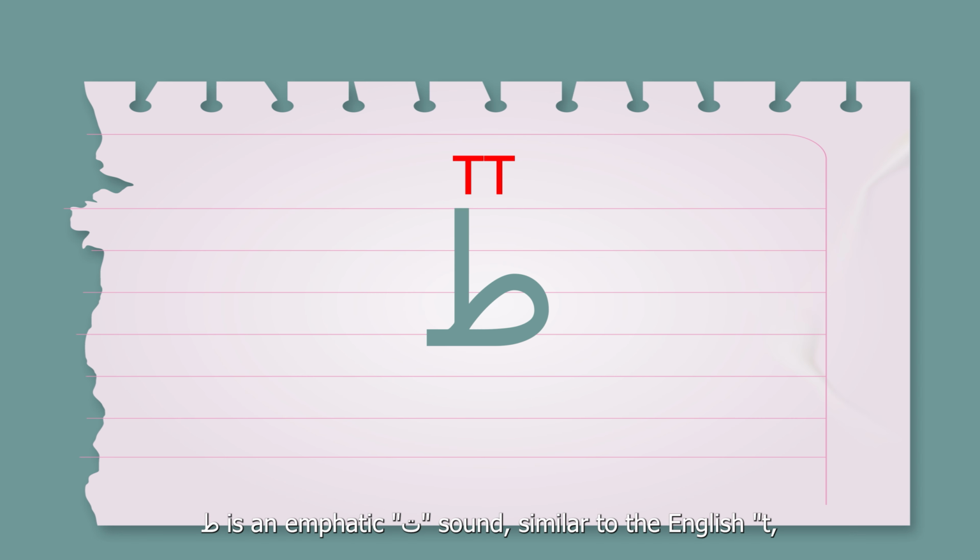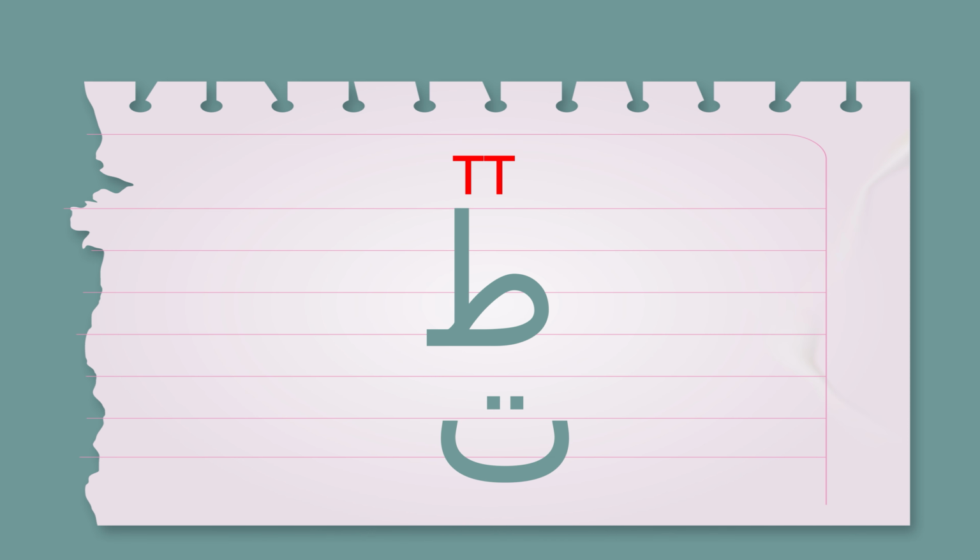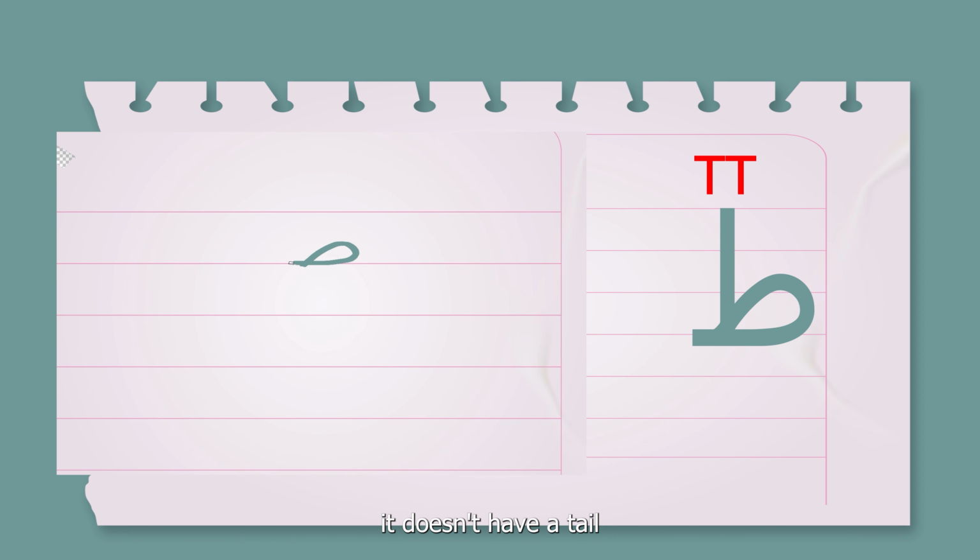Ta. Ta is an emphatic ta sound, similar to the English t, but it's heavier and more forceful. It's one of the thick Arabic sounds, so it's pronounced with more pressure and depth. Ta is similar to the sa and da letters, but without the fang. It doesn't have a tail, instead it has a line above it.